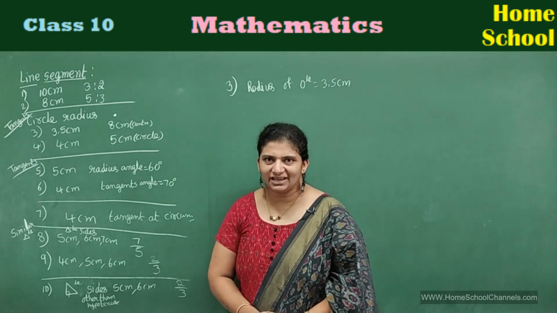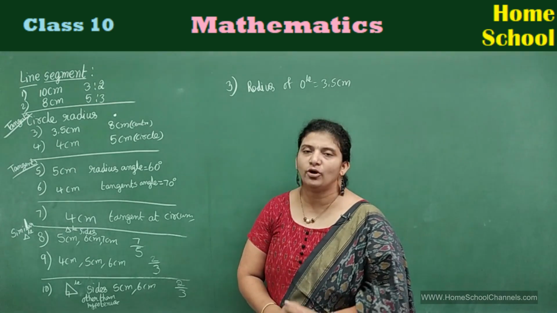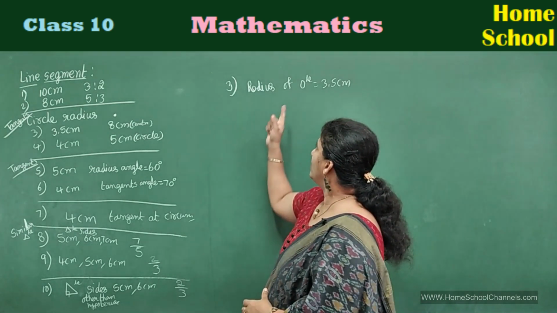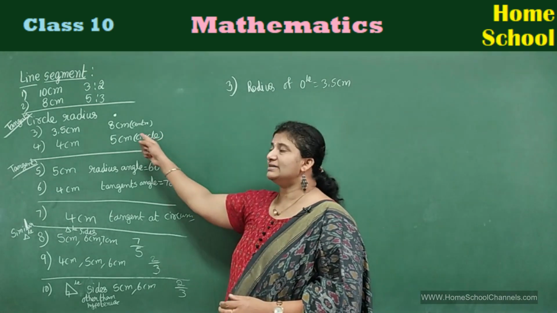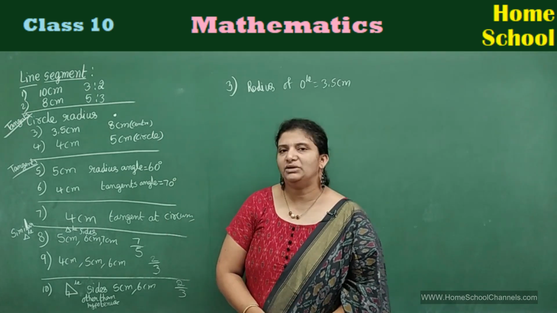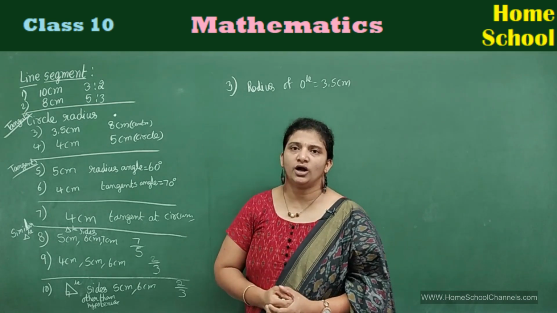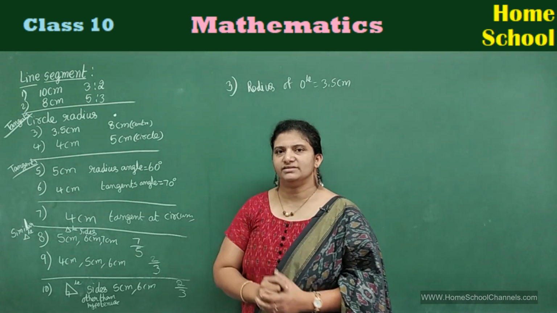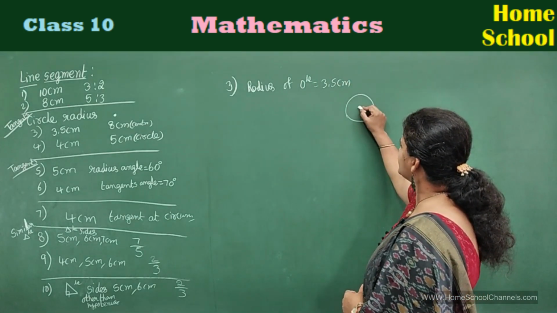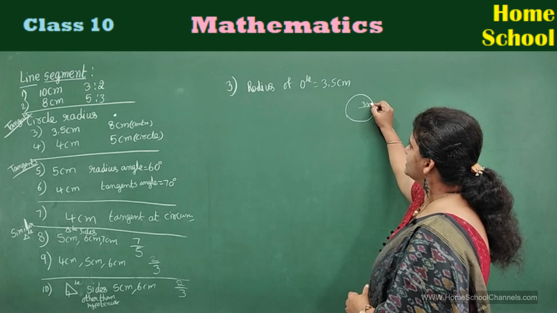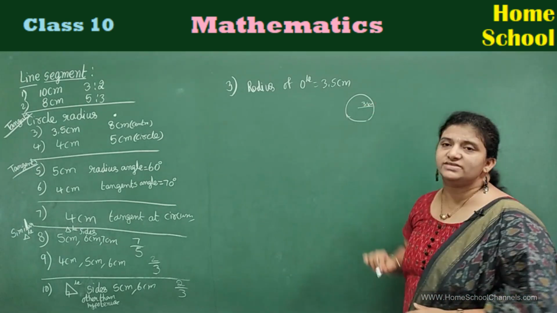Let me read the question again. Draw a pair of tangents from an external point to a circle of radius 3.5 centimeters, at a distance of 8 centimeters from the center. 8 centimeters is the external point distance. So observe here, a rough figure first. This is the circle and the circle radius is 3.5 centimeters.